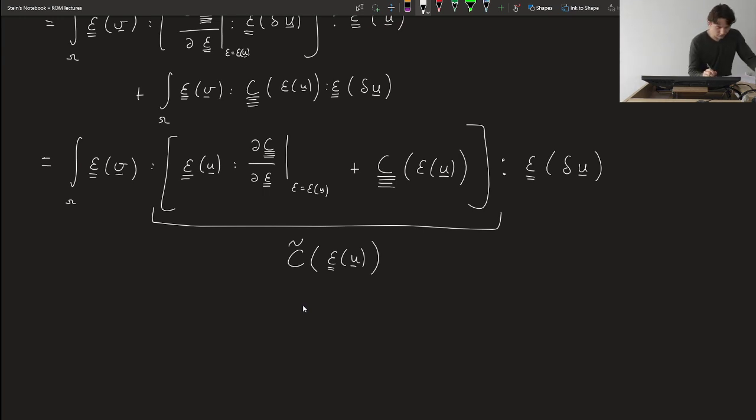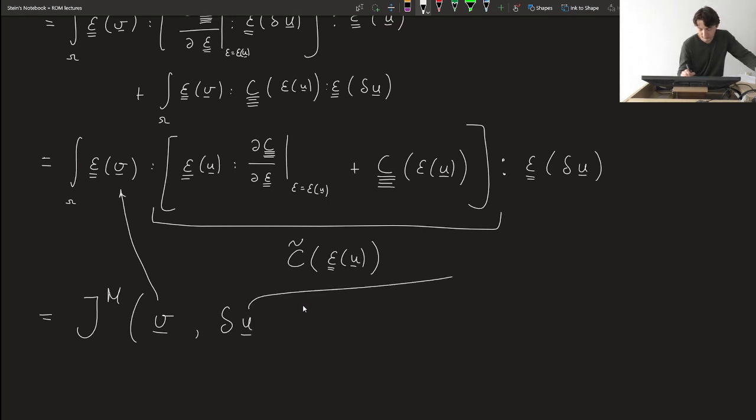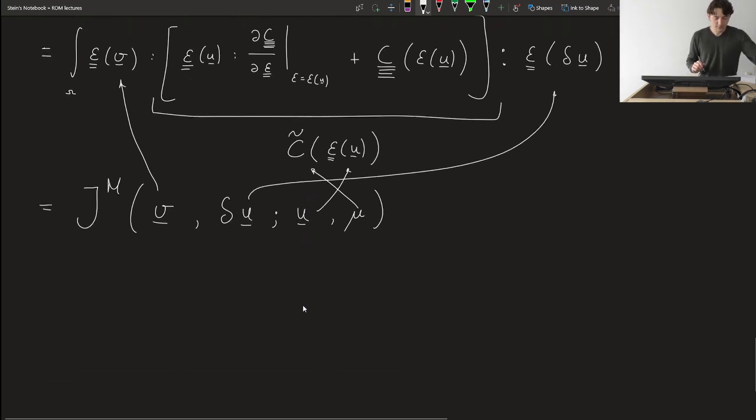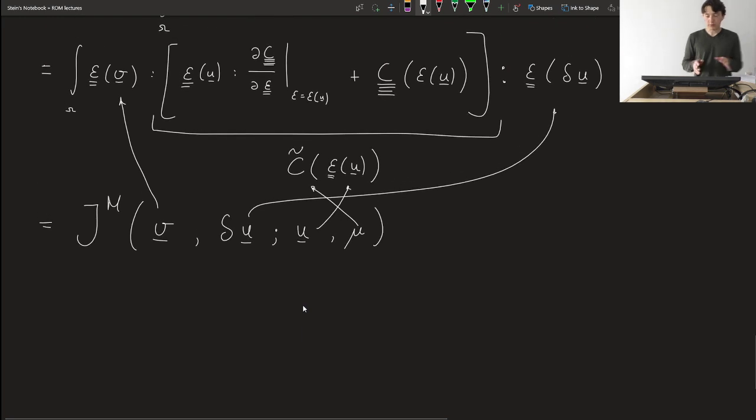Let me actually conclude though. So again, this is the line that I started with. This is now equal to the Jacobian of our material nonlinear problem that is linear with respect to v, as you can see here. That is linear with respect to del u, right, as you can see here. That has, as a parameter, a solution u in here. And also a parameter mu which might also be in here somehow. Okay. So this is how this fits in the framework.